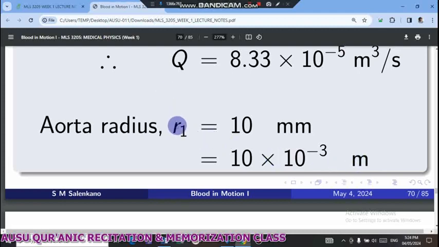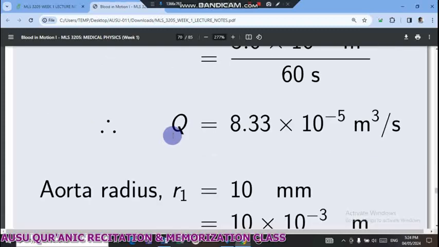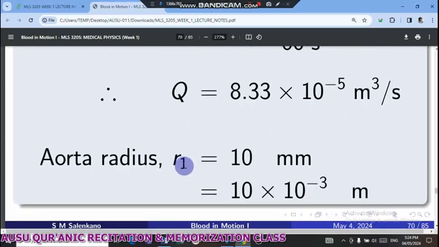Next, you use R1. Why did we call our radius R1? Because this is the radius in the aorta, and we are also going to use the radius in the artery. So we have to differentiate the two radii.